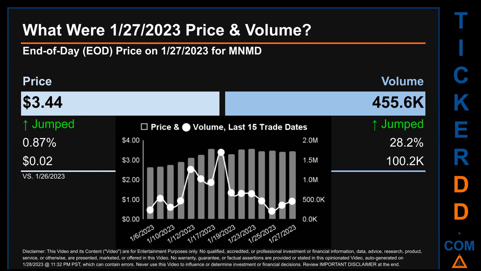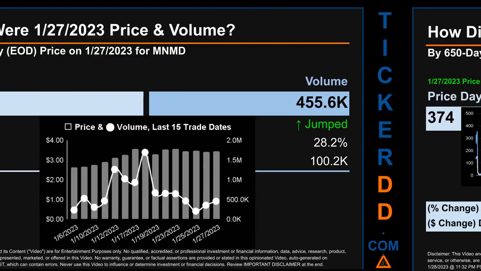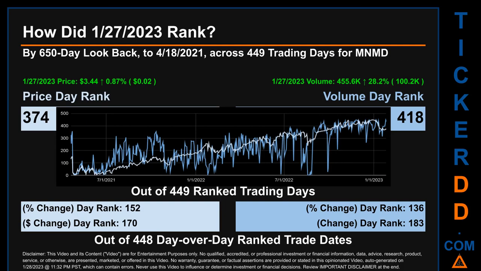Across a range of 94 cents, the max and minimum end-of-day price were respectively 3.58 and 2.64. Volume saw a range of 1.5 million, from a day low of 205.7 thousand to a day high of 1.7 million.